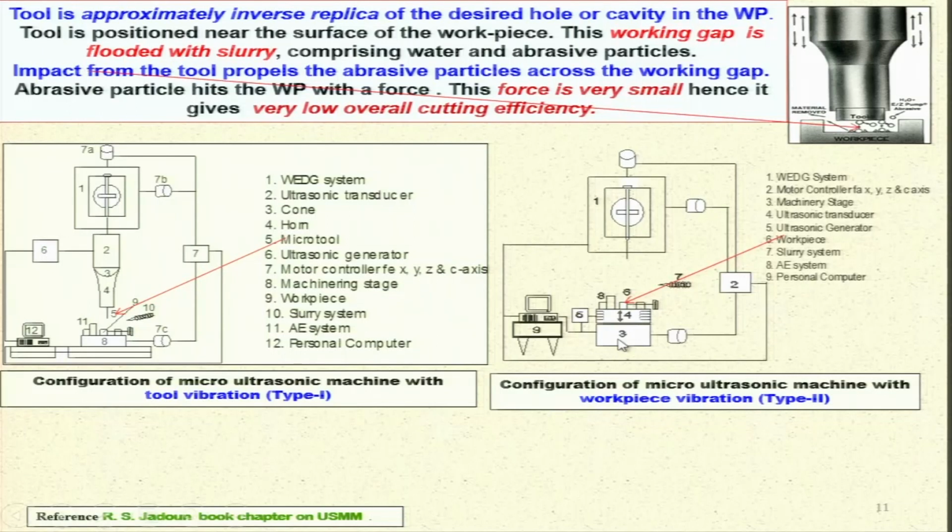This is another arrangement of the same type of the machine. You can see here vibration is given to the workpiece, that 4 is given the vibration, here vibration is given to the tool. This is the basic difference between these two configurations. As you can see here, tool vibration type 1 system and workpiece vibration type 2 system. So you have to keep in mind, because I will be discussing model 1 and model 2 in the following lecture, and this has been taken from the chapter of the book.